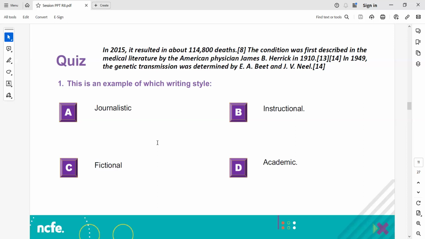Academic. Good. What's made you think it's academic? How do we know that? Because he used data. Pardon? He's using data. Yeah, so he's referring to figures, isn't he? 114,800 deaths. What else?